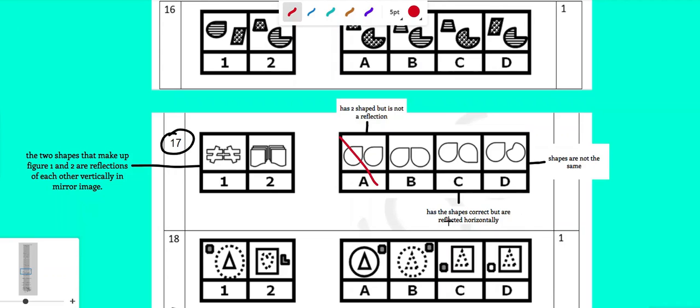C has the shapes correct but are reflected horizontally and not vertically. And D, it is not a question itself, because the shapes are not the same. So D is completely not our answer, making B the correct answer here as well.